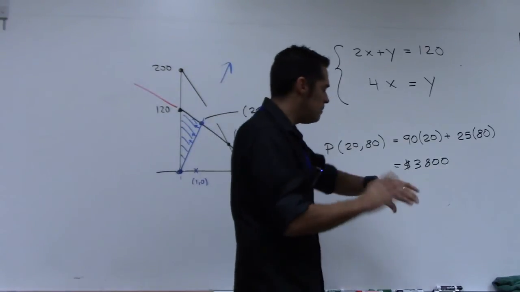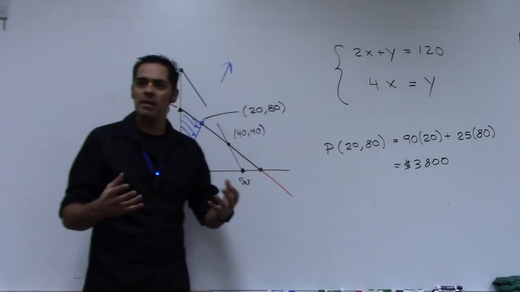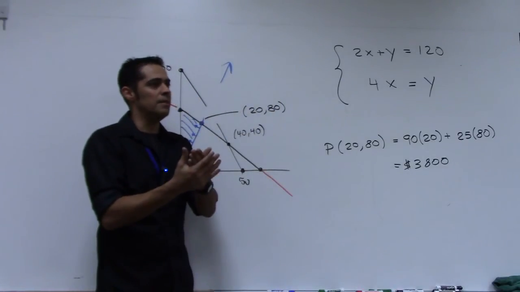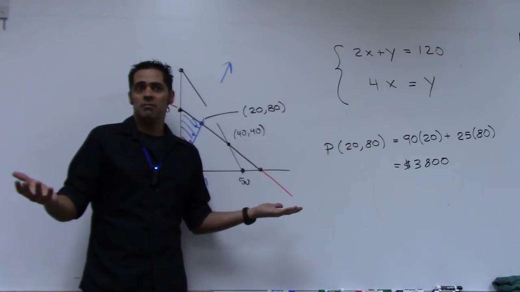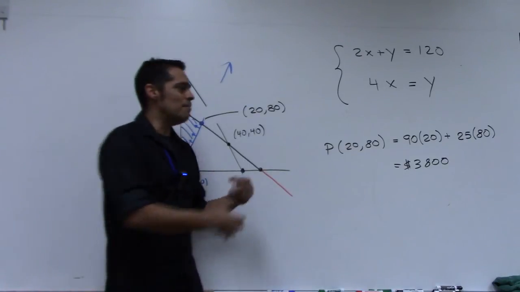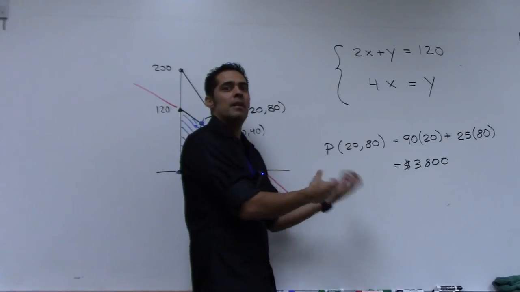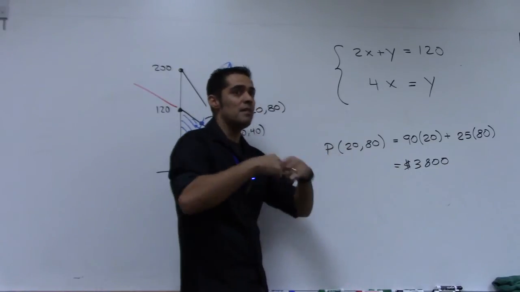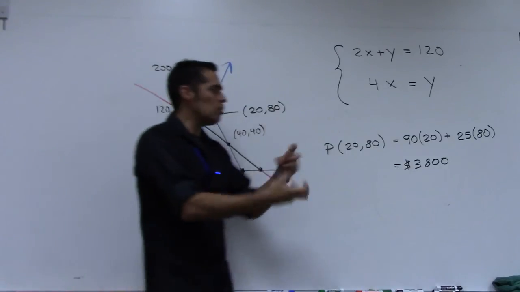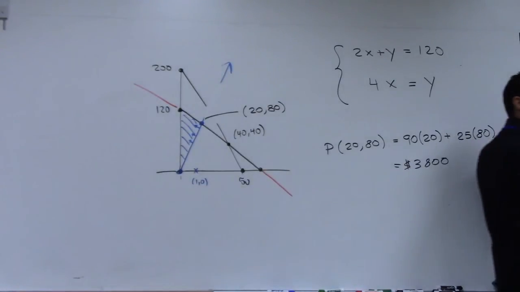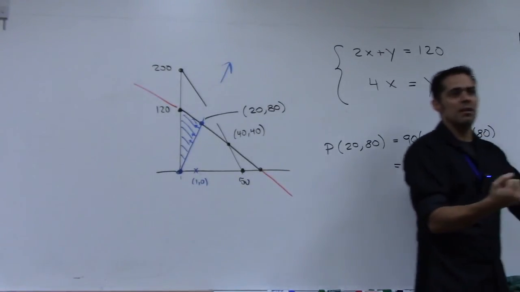So this is why these business models are so important. It's not just all about the profit. If you can't sell your stuff, then there is no profit. This is the most profit you could possibly make, if you did 40 and 40, but you're never going to sell 40-40. So you have to start adding more and more constraints, and the more constraints you have, the better your business model is.